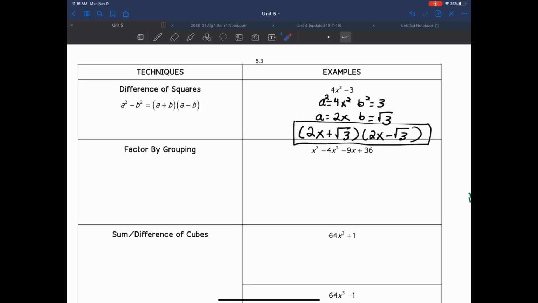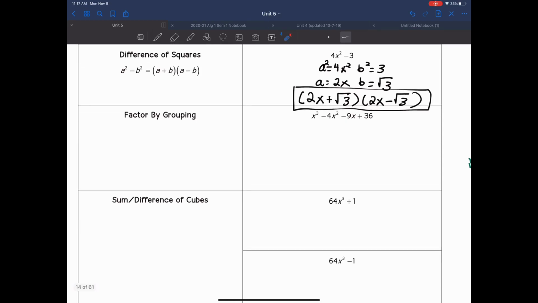Okay, the next method is going to be factor by grouping. So how do you know to use the factor by grouping method? Well, you know if you have 4 terms, this is probably going to be something that you're going to use factor by grouping with, okay? So 4 terms, look at this. You're going to be using factor by grouping. Now, here's how we're going to use factor by grouping.